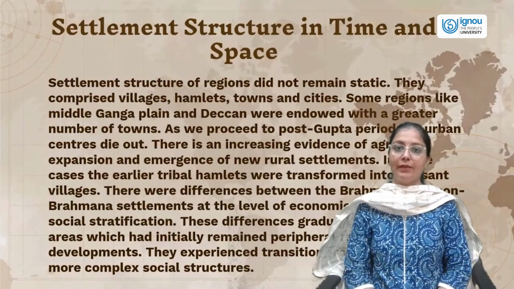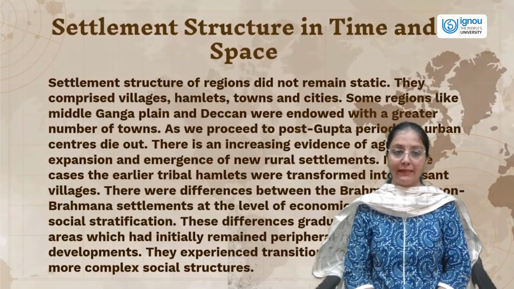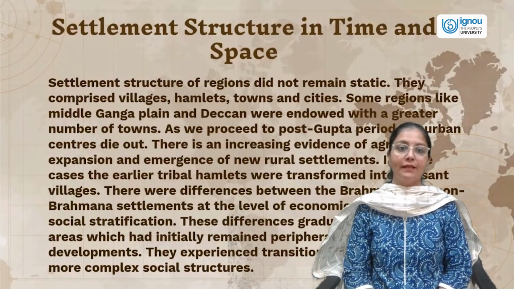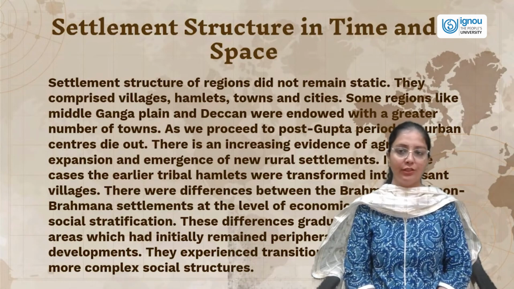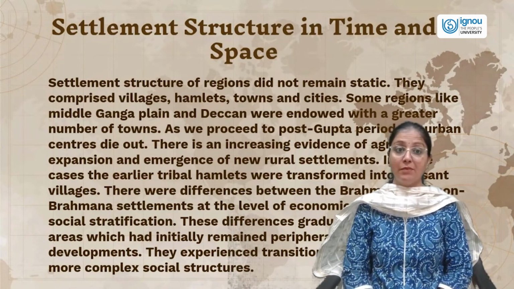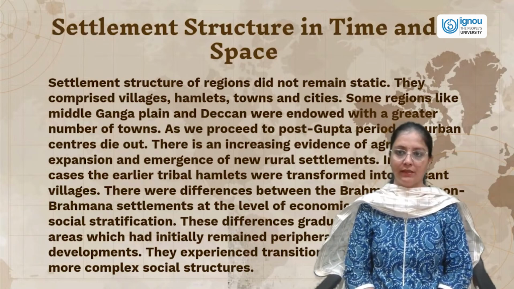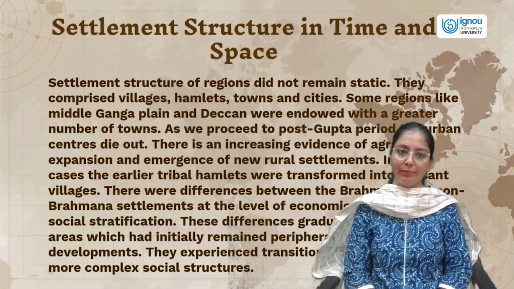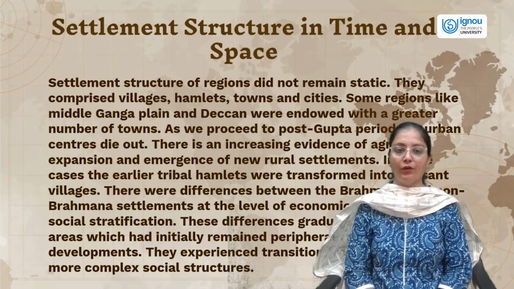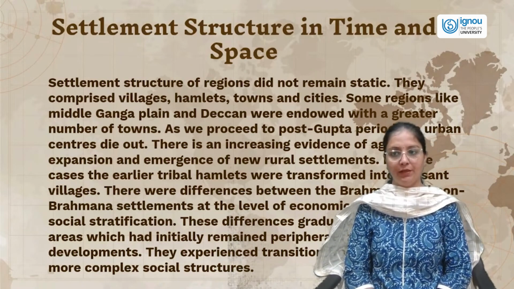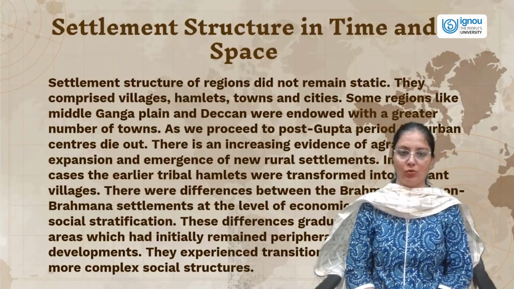Next is settlement structure in time and space. Settlement structure of regions did not remain static. They comprised villages, hamlets, towns, and cities. Some regions like the Middle Ganga Plain and Deccan were endowed with a greater number of towns. As we proceed to the post-Gupta period, the urban centers die out.